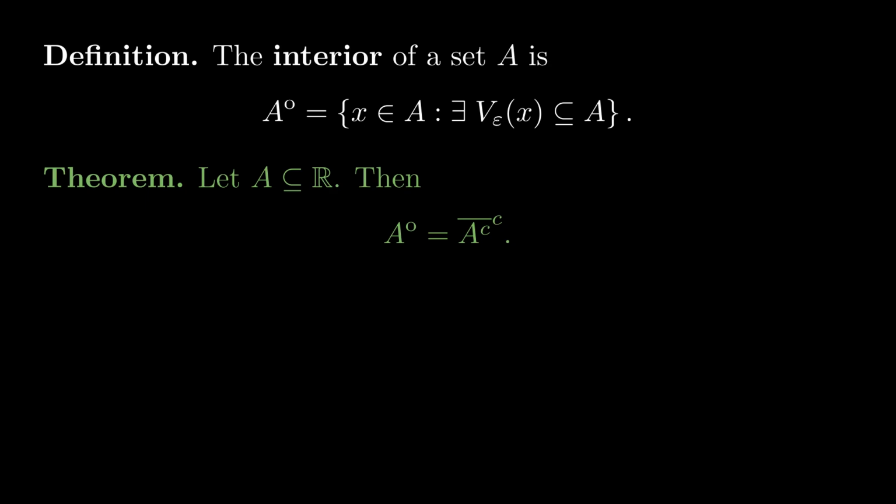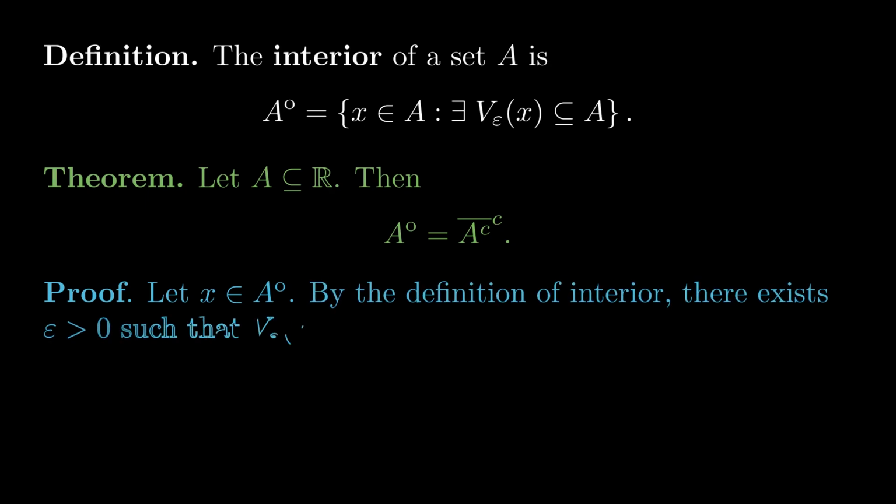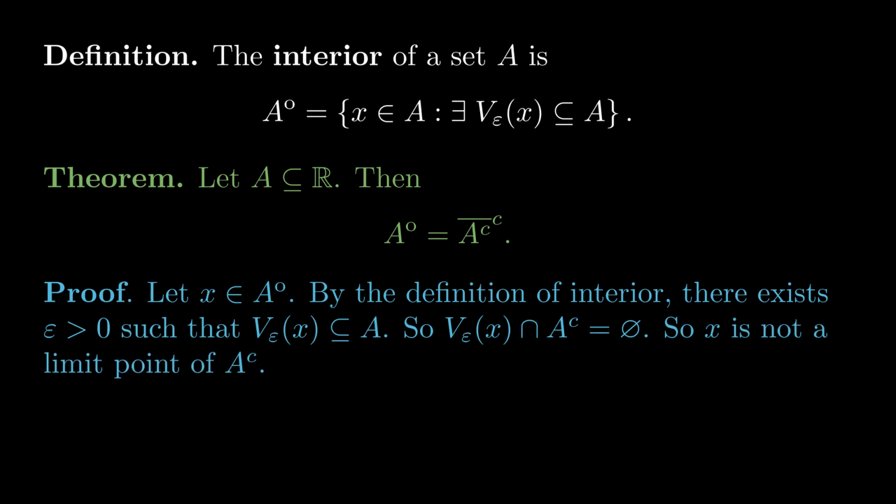Let's prove the statement as written, showing set inclusion one way and then the other way. We'll start by assuming that we have some element X in the interior of A, and then we'll need to show that X lives in the complement of the closure of A complement. By the definition of interior, there exists epsilon greater than 0, such that the epsilon neighborhood around X is entirely contained in A, which means the intersection of the epsilon neighborhood around X and A complement is the empty set. They share no points in common, and so X is not a limit point of A complement. So X is not in the closure of A complement, so X is in the complement of the closure of A complement.